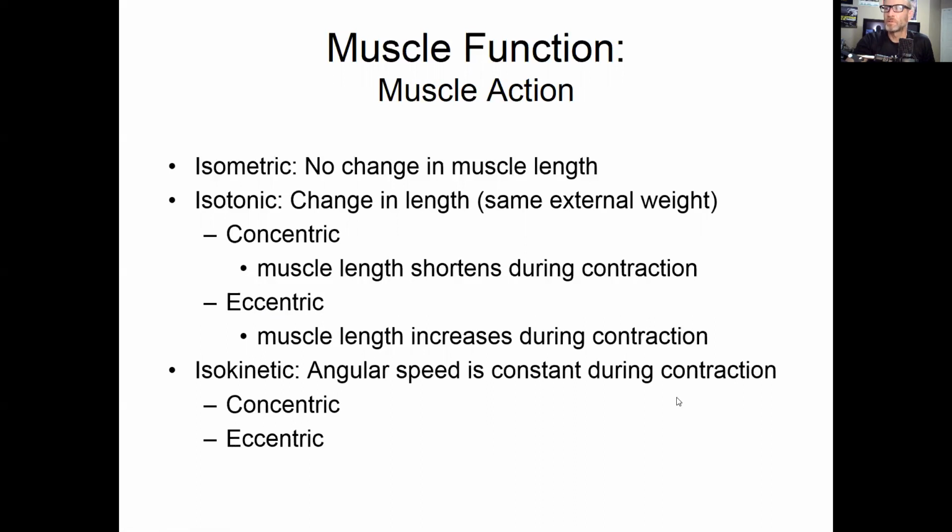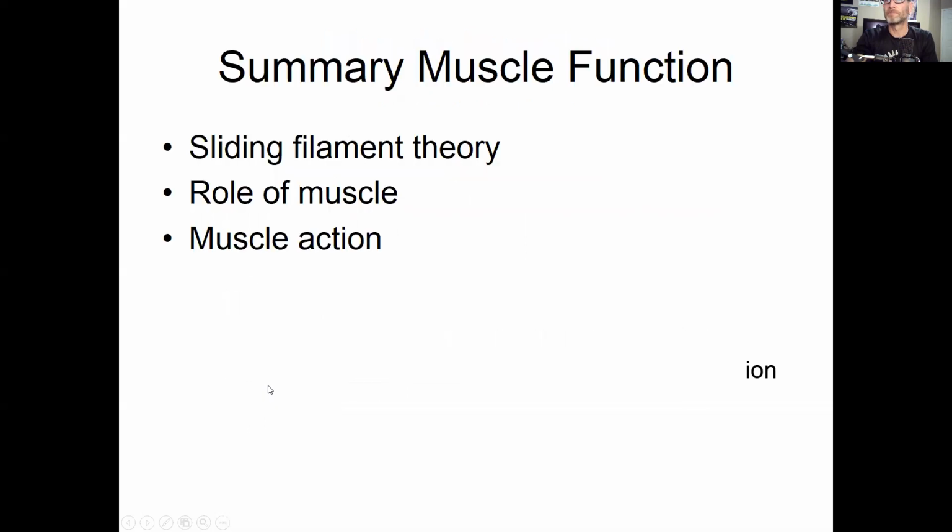Isokinetic is another term that we'll come across. Same kinetics, same force. This is a tricky term, but in biomechanics, hopefully you covered it. This is where angular speed is constant during contraction. And in order for that to happen, you need a variable amount of force being applied to an extremity. Isokinetics can be concentric or eccentric, where speed is constant. And you pretty much need a special machine to be able to do this: Biodex, Cybex, hydraulic machines, things like that.